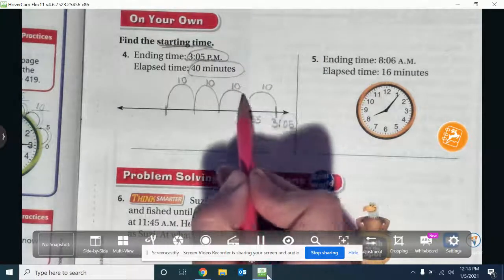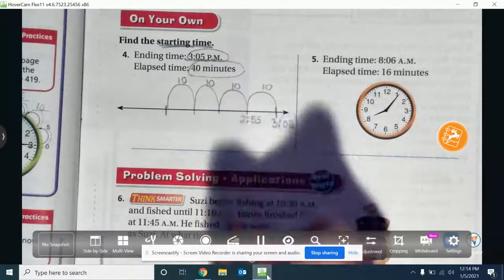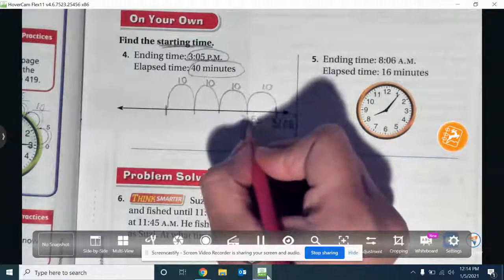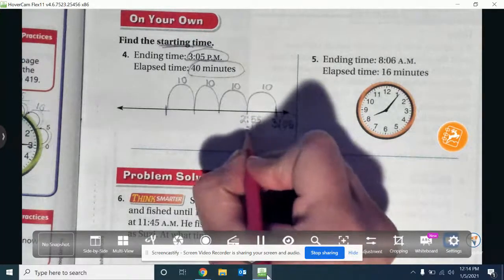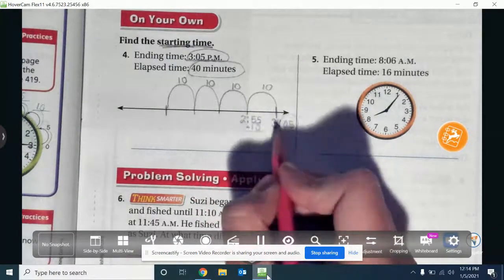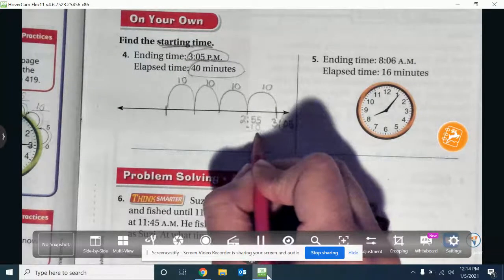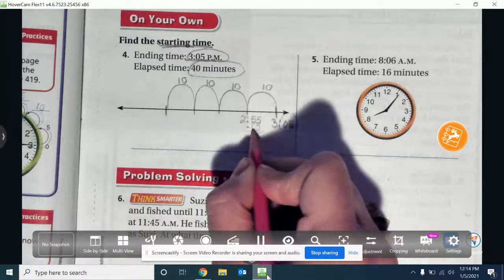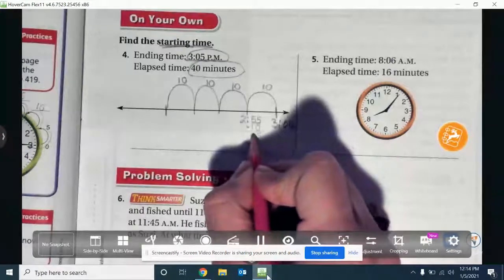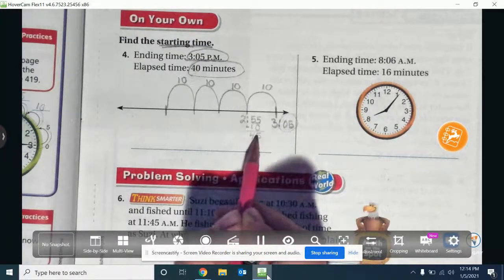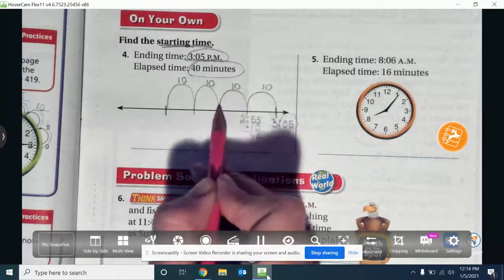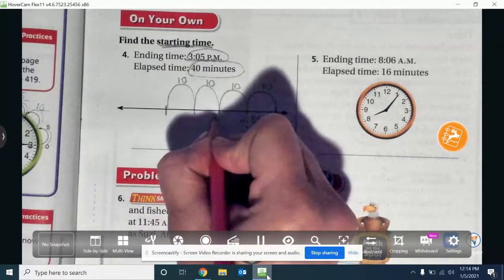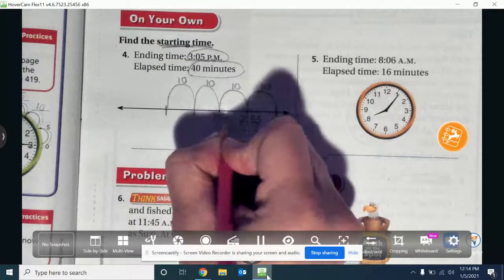Now I need to label the rest of them. So if I take 10 minutes from 55, I can even do a little subtraction problem here. If I take away 10 minutes, 5 take away 0 is 5. And 5 take away 1, 4. So now we have the minute. So 2:55 take away 10 minutes. It is now 2:45.